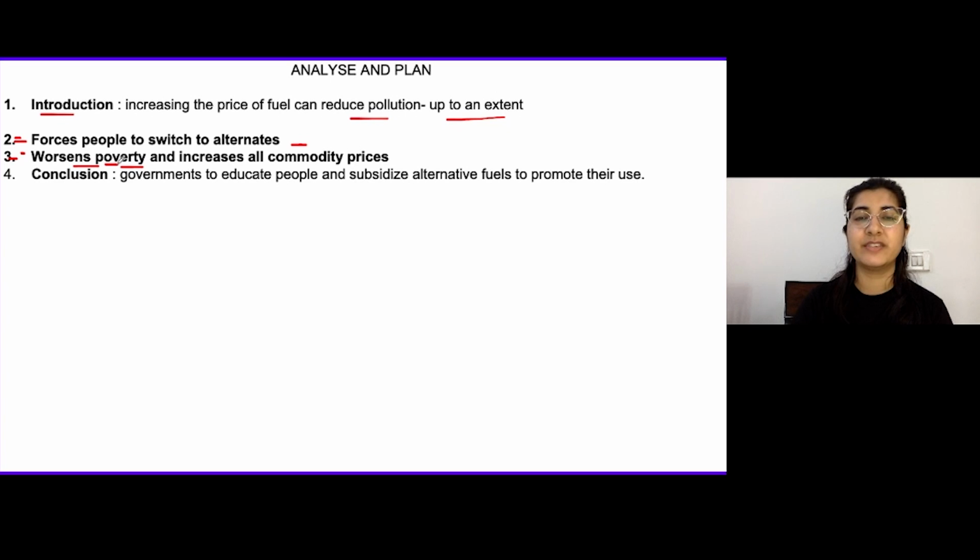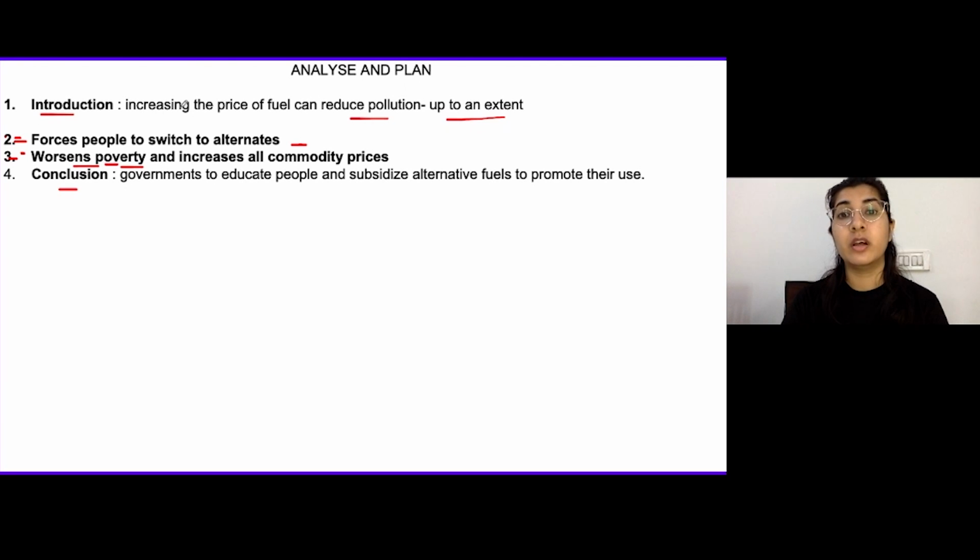So that's why it's not a good idea. And in conclusion, what I'm going to do, remember, is summarize both these points again. I'm going to summarize them, and you can go ahead and give a suggestion. So governments should educate people so that, first point, the alternatives, they can switch to them of their own accord. They're not being forced to do that.